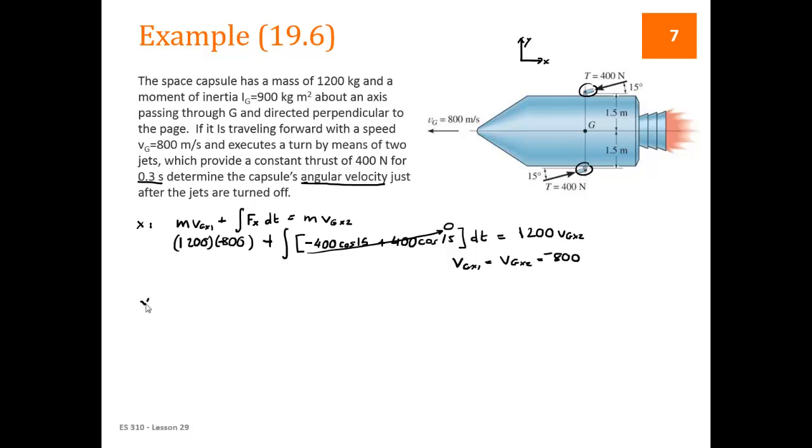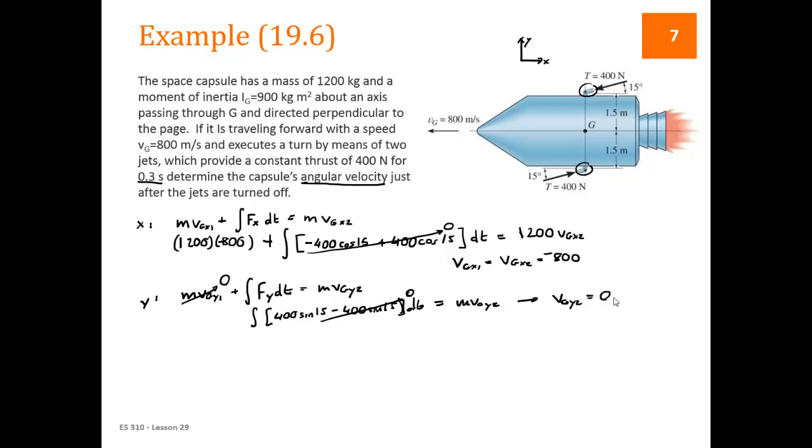In the y direction, we can write similar equations. We've got m vgy1 plus the integral of F in the y direction, dt, is equal to m vgy2. It has no y direction velocity initially. Just like before, our y forces are going to cancel out, so we get the integral of 400 sine of 15 minus 400 sine of 15, dt. So this is zero. So m vgy2. So vgy2 is also equal to zero.